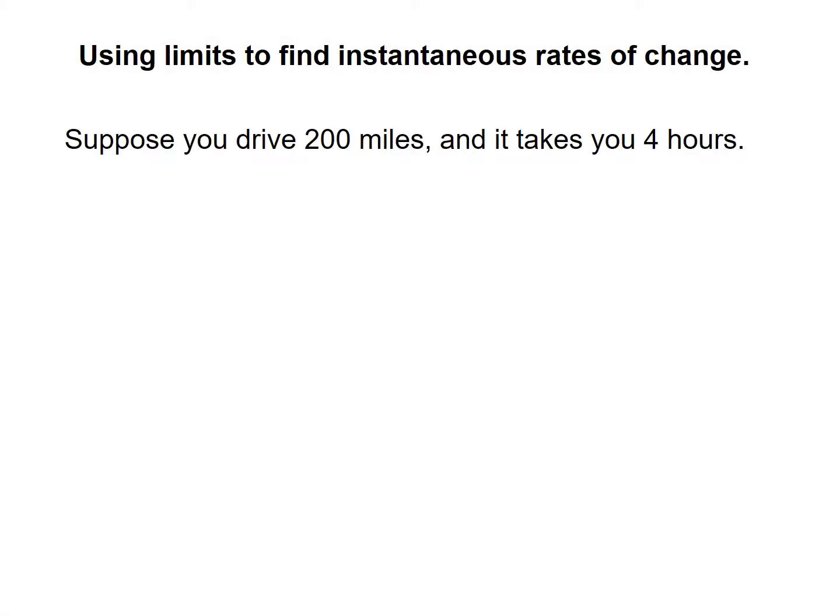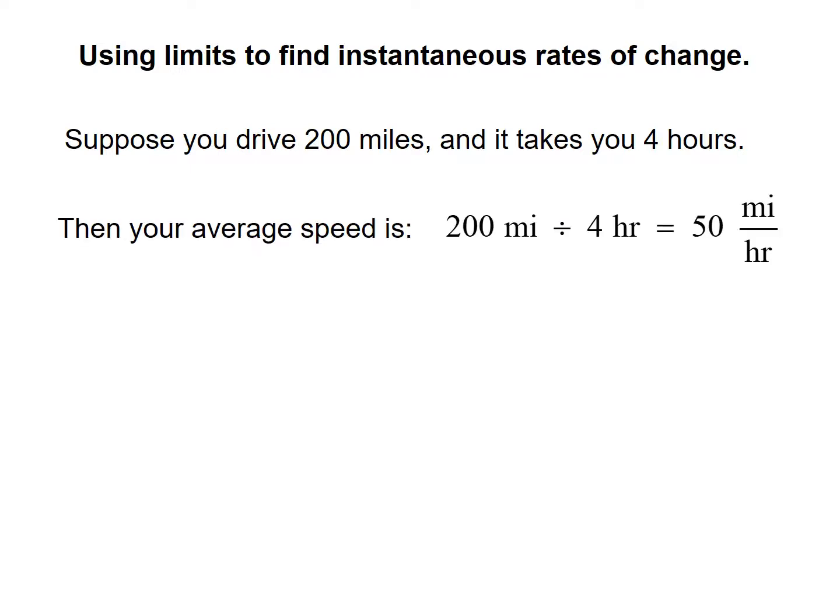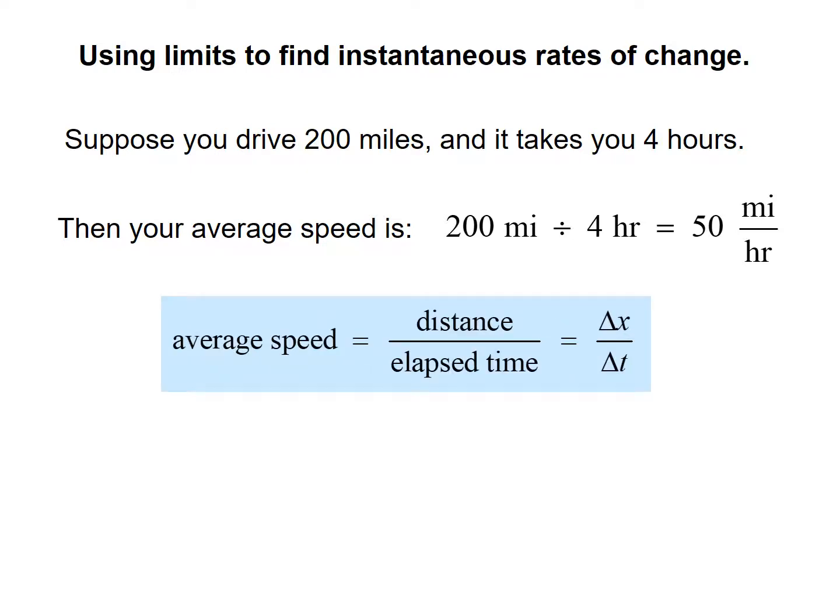Okay, so if we're going to drive 200 miles, and let's say it takes us 4 hours, I want you to think about how fast were you going on average? What was your average rate of change? Your average speed would be the 200 miles divided by 4 hours. On average, you're going 50 miles per hour. So the change in distance over the change in time.